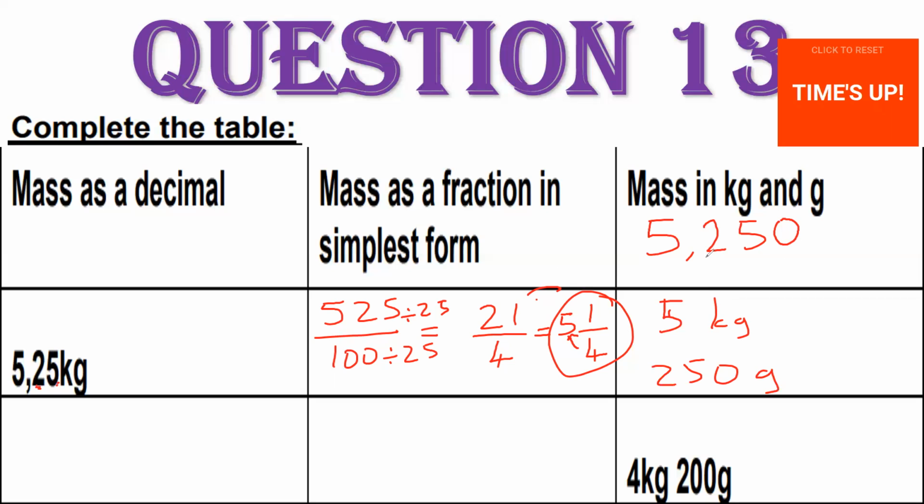Because of that, after comma, we need 3 decimals. Okay, because of that, we are adding 1 more 0 here. 5 kg, 250 g. And simplest form, that.